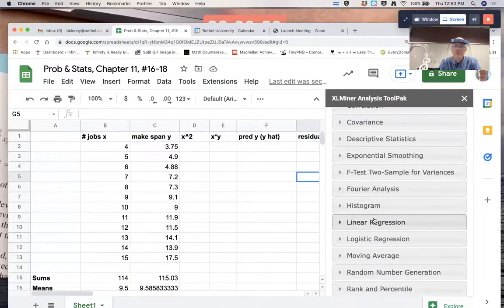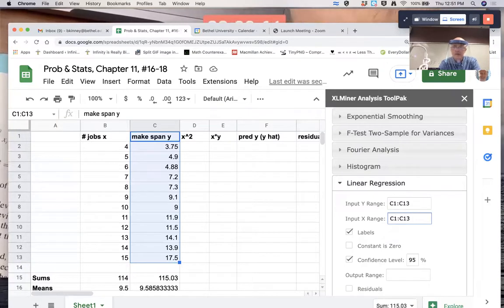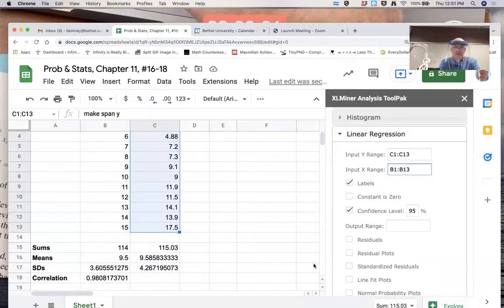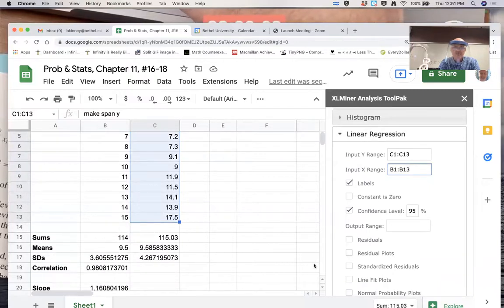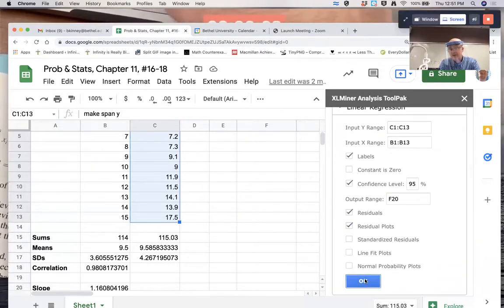Linear regression. Check the labels box. That's what I always do, at least. But include the labels in your Y range and X range if you do that. Output range is the upper left corner of the output. Let's make that be cell F20. Residuals and residual plots I can make, but I didn't talk about them last time.